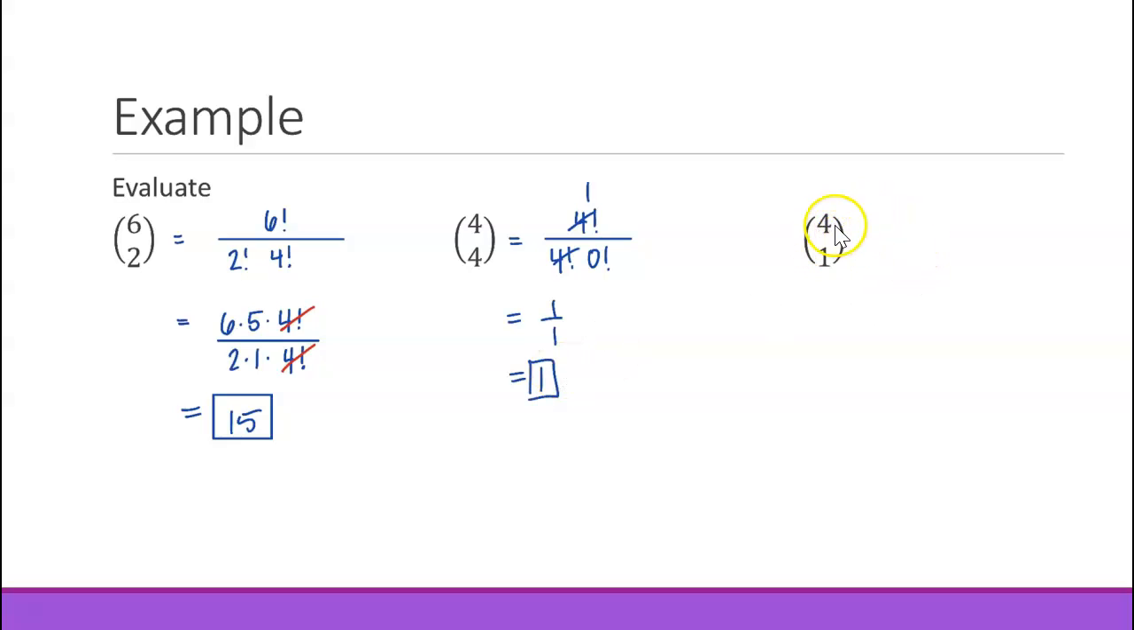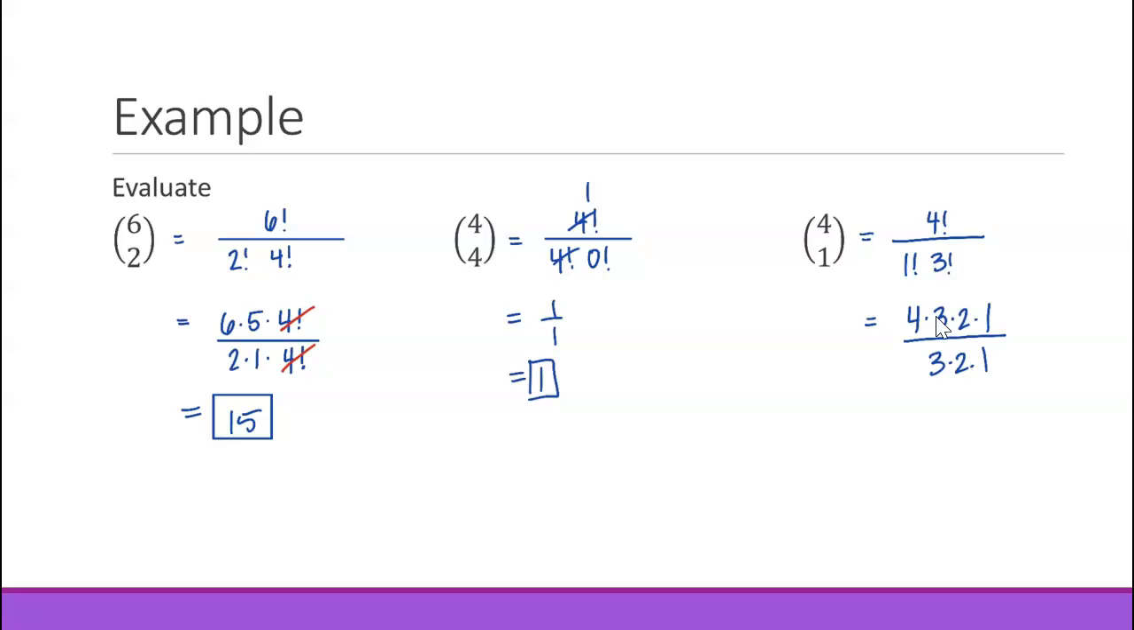And here we have 4 choose 1. So we're going to have 4 factorial in the numerator, 1 factorial in the denominator, and then 4 minus 1 in the denominator, factorial, so that's 3 factorial. So we have on the top, let's just write this one all out, 4 times 3 times 2 times 1. On the bottom, 1 factorial is just 1, and then we have 3 times 2 times 1.